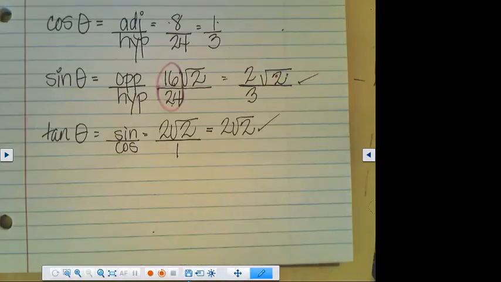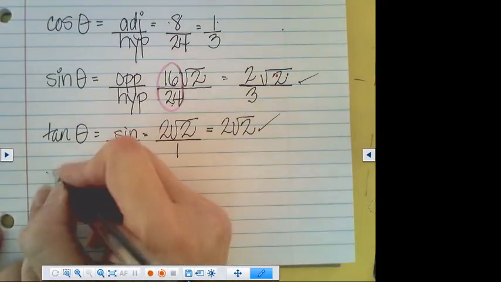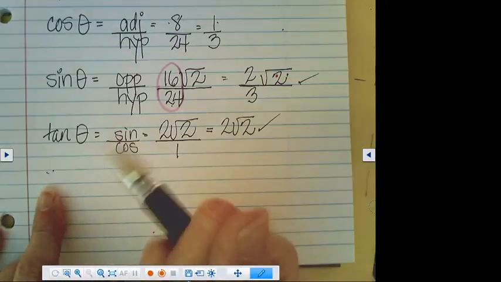Okay, that's a little bit easier sometimes than to look back up and do opposite over adjacent. You would have gotten the same thing, all right? Okay, now, can you remember what is the reciprocal of cosine?